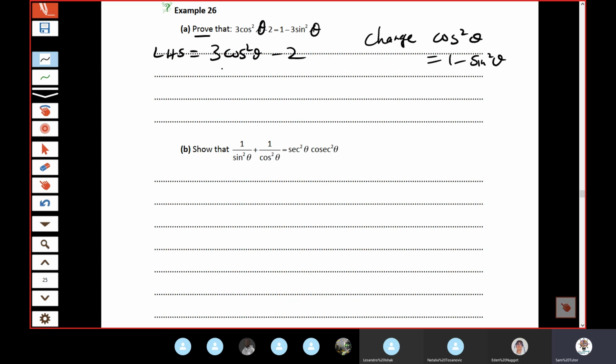All right, I'll do question 26a. Cos squared is 1 minus sine squared. So replace cos squared for 1 minus sine squared. Take away 2, expand. 3 minus 3 sine squared. Take away 2. 3 take away 2 is 1 minus 3 sine squared theta, which is exactly our right-hand side.